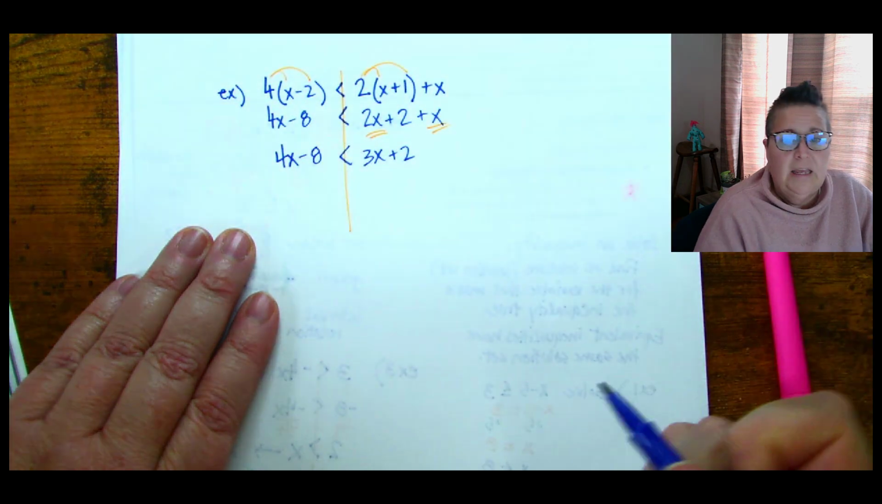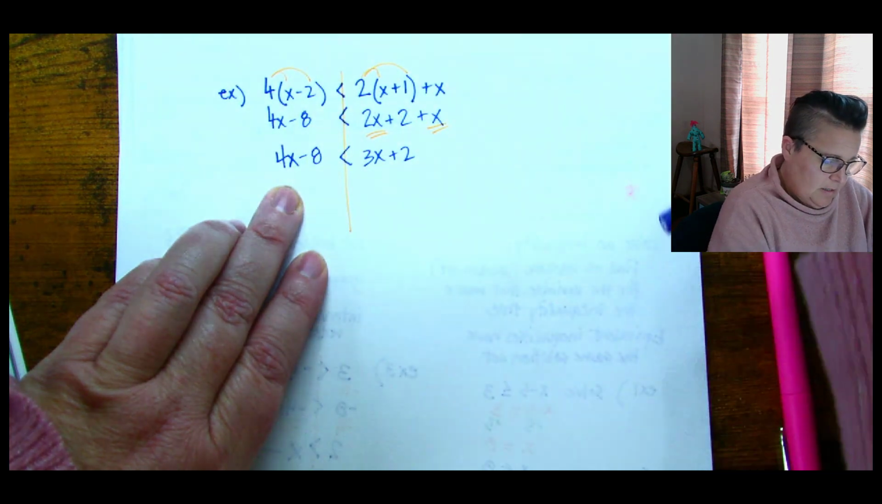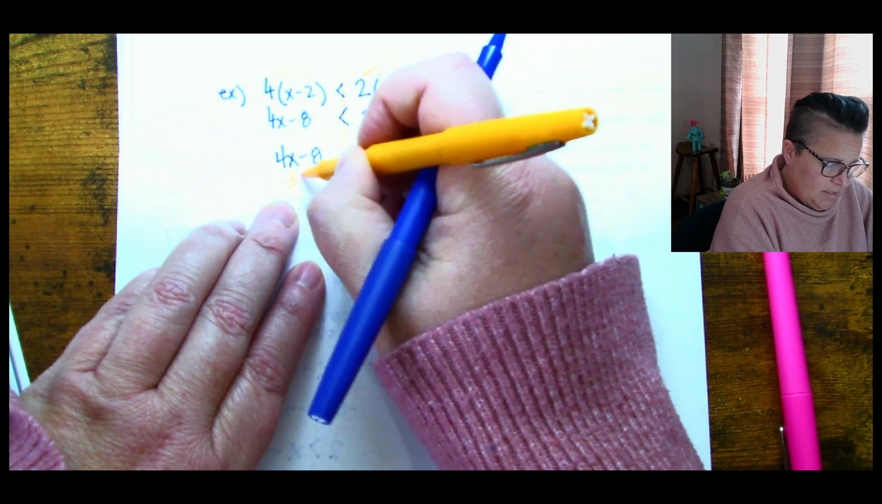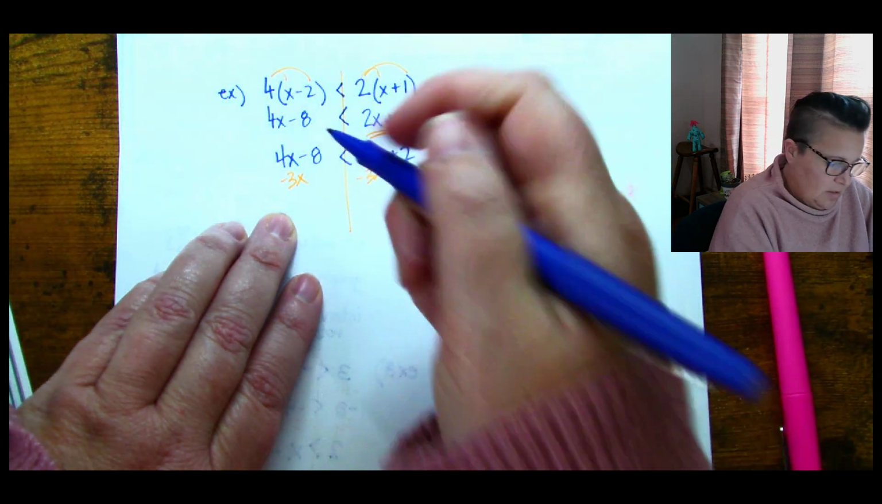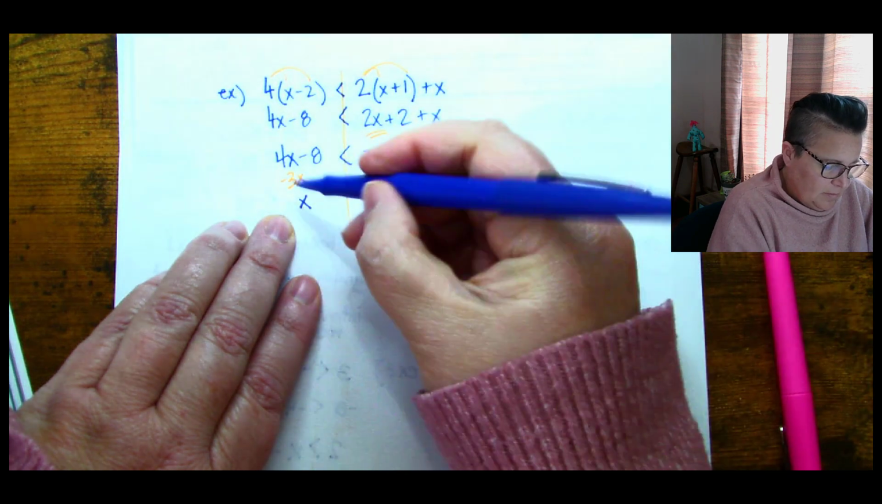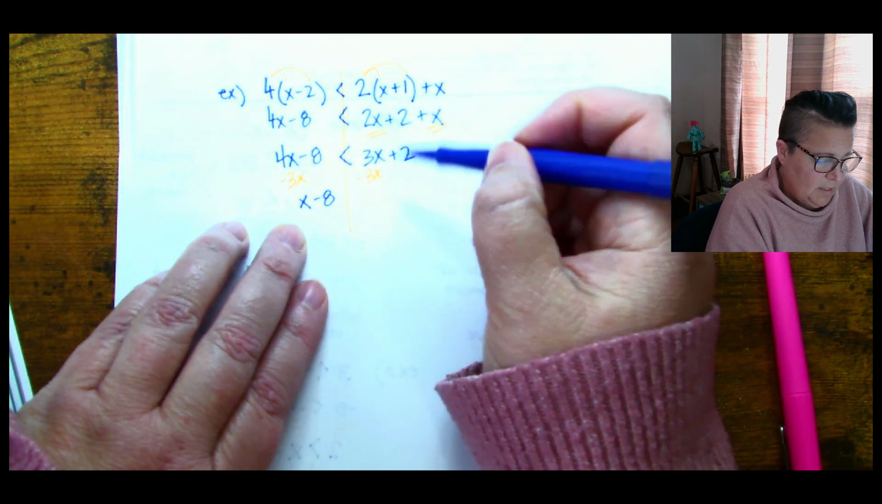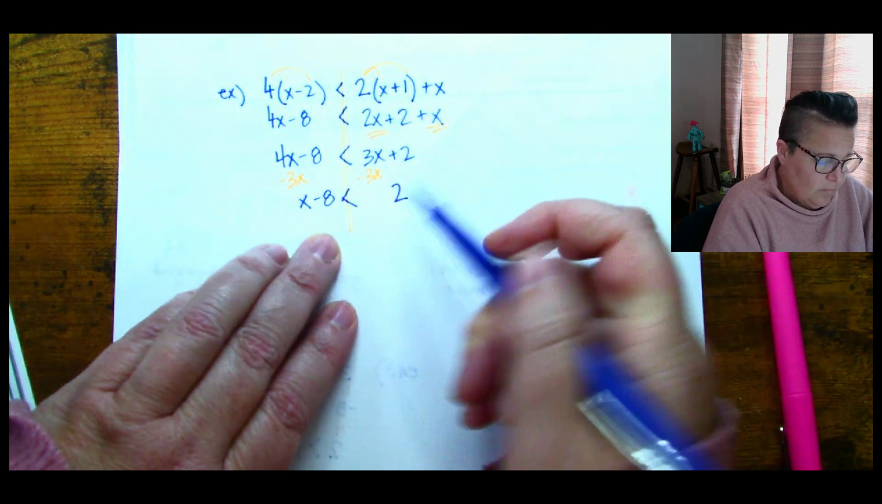On the left side, I can't do anything. Now I have x's on both sides. I'm going to subtract 3x from both sides to get them all over on one side. That leaves me with an x minus 8. 4x minus 3x is 1x, less than, that's going to be a 2.